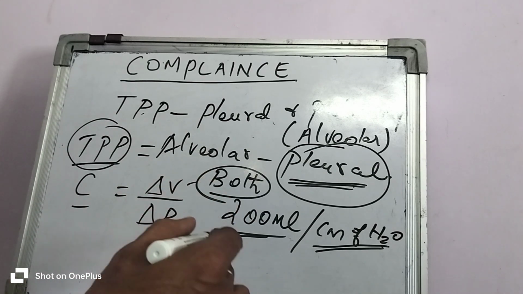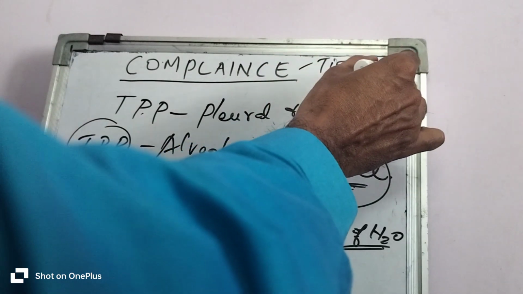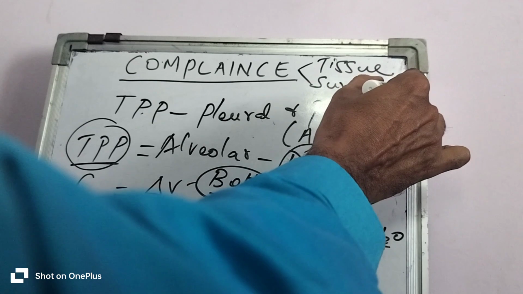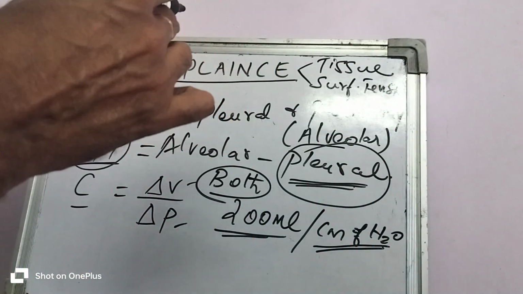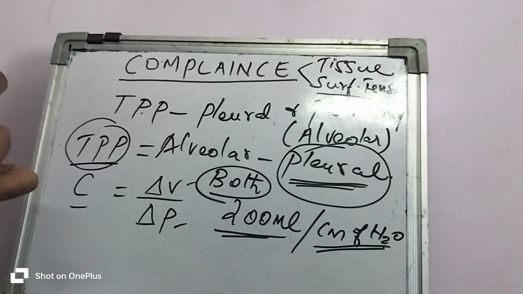So we have two elastic forces in the lung. One elastic force is the tissue elastic force. The other elastic force is due to the surface tension. Among these two forces, the elastic force exerted by the surface tension is high compared to the tissue elastic forces.